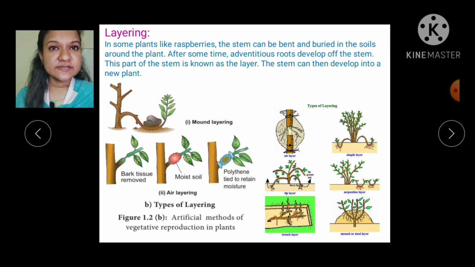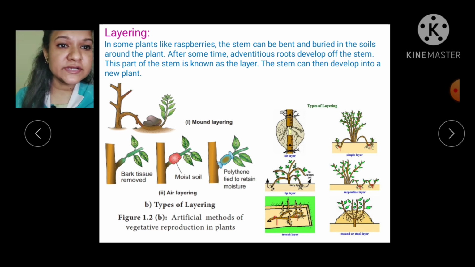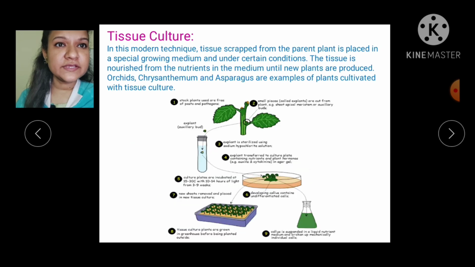Now layering. In some plants like raspberries, the stem can be bent and buried in the soil around the plant. After some time, adventitious roots develop on the stem. This part of the stem is known as the layer. The stem can then develop into a new plant. Here you can see so many types of layering: simple layer, mound or stool layer, trench layer, tip layer, air layer. Many types of layering are present.